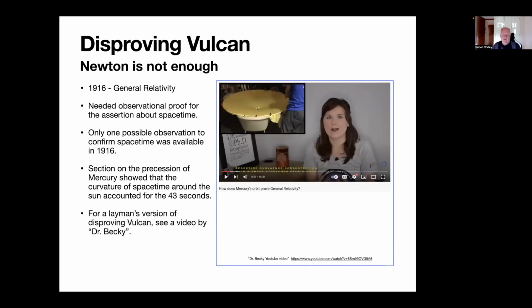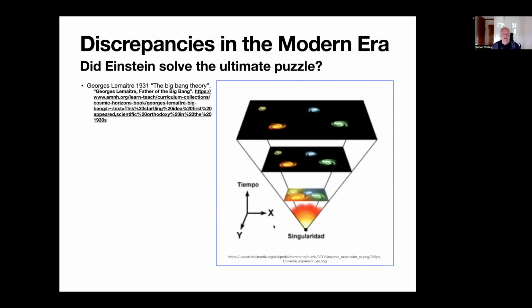For a better layman's version of all that I've just said, please see a video by Dr. Becky. So, did Einstein actually solve the ultimate puzzle for astronomy? I don't know. But in 1931, Georges Lemaitre published his Big Bang Theory. There's an illustration of that to the right, a little fuzzy in my copying it over. But a singularity at the beginning of time, and the universe explodes. And as time goes on, it continues to expand, as you noted by the levels there.